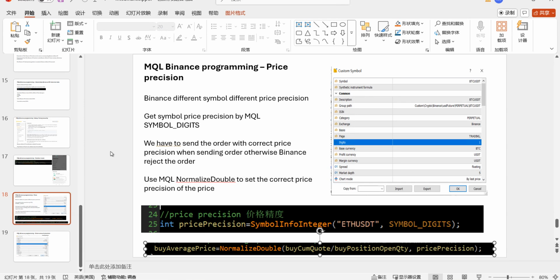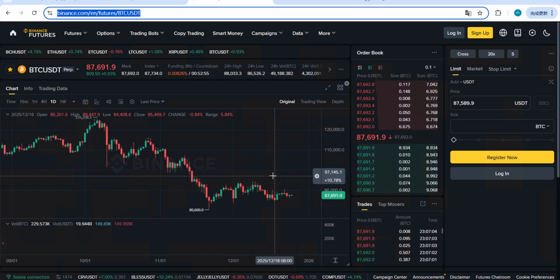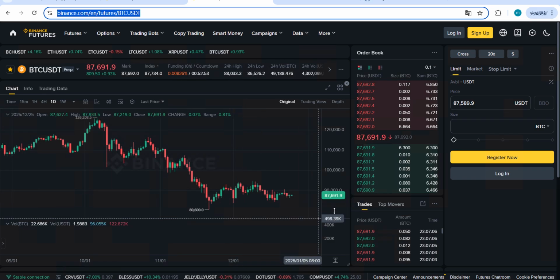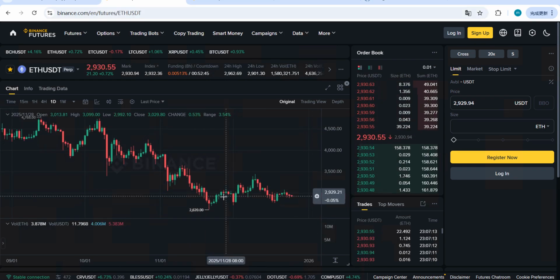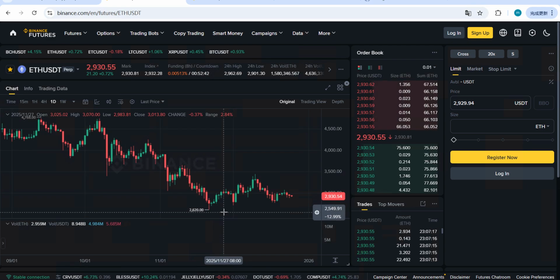Hi guys, I will continue to talk about MQL Binance programming. The topic is price precision. Binance has different price precision for different symbols. For example, this is BTC USDT, where the price precision is 1 decimal place. And this is ETH USDT, and the price precision is 2 decimal places, which is different from BTC USDT.